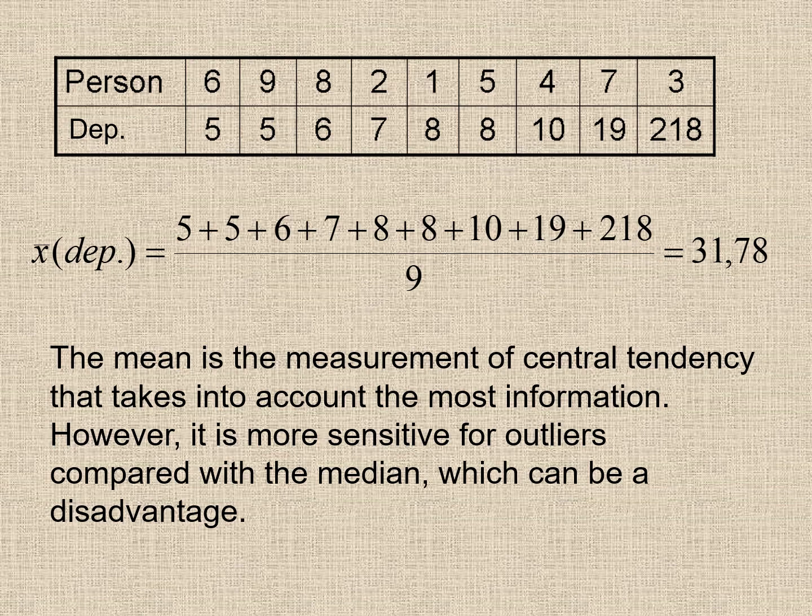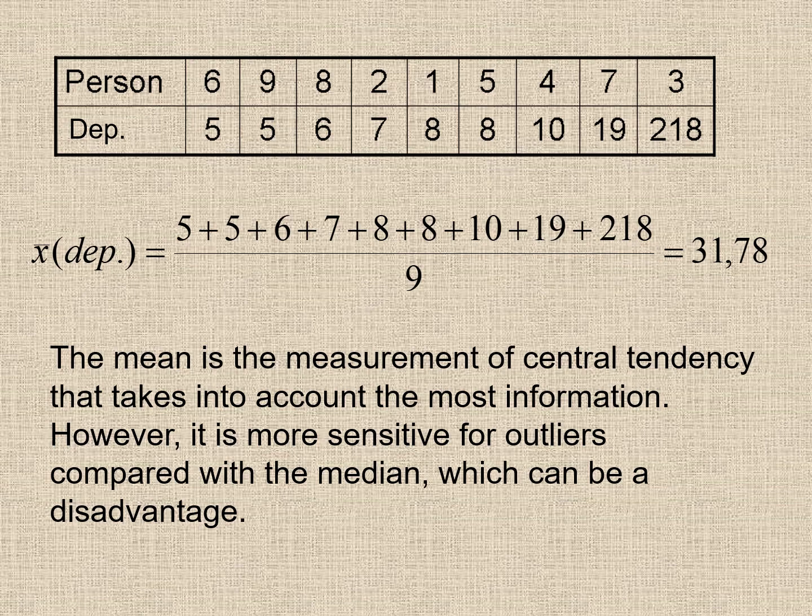And the mean is the measurement of central tendency that takes into consideration the most information. And I guess we usually think that's a good thing. We don't want to ignore any information. All information is welcome. All information we want to take into account. However, this at the same time makes it more sensitive for outliers compared with, for instance, the median.